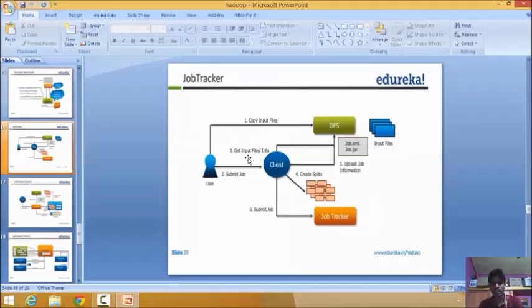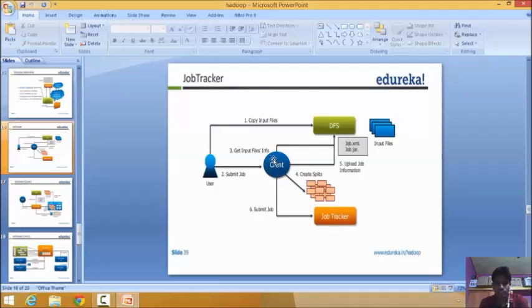Let us understand what a job tracker is. We have discussed the primary name node, the secondary name node, and the job tracker. What are these? I have already said that these are background services or daemons. Now, job tracker. What is job tracker? Observe carefully here. The user submits the job to the client.